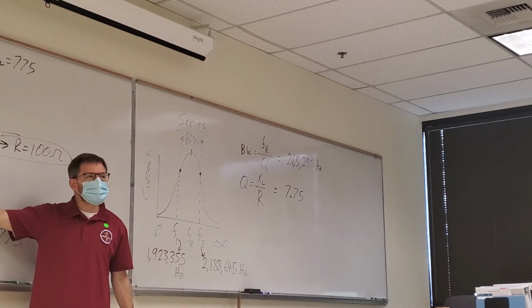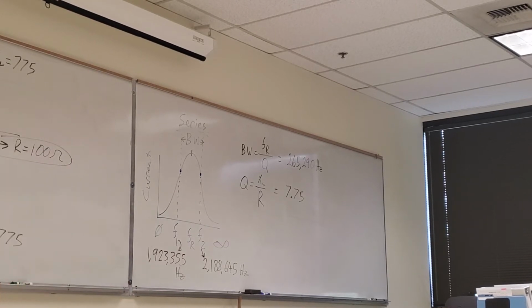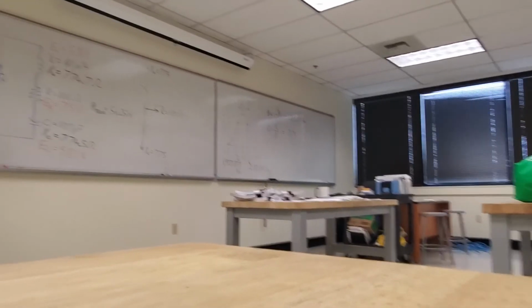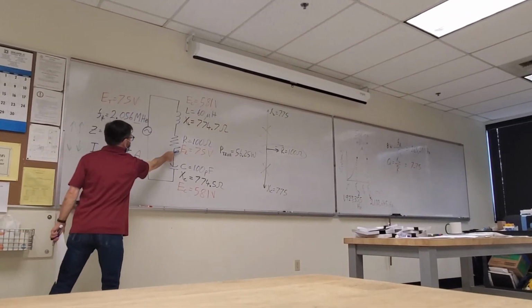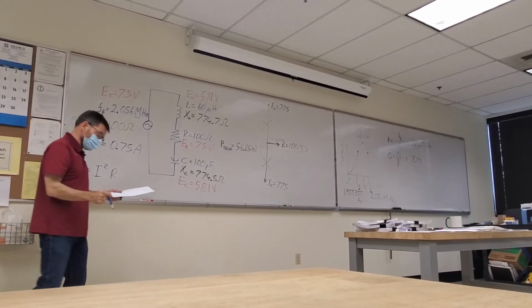At resonance, this is my true power. What's the relationship between true power and apparent power at resonance? Should be equal, right? Should be equal, isn't it? The current's the same, the ohms are the same, I squared ohms, I squared ohms is the same. E times I, E there, I here, E times I should be the same at resonance.